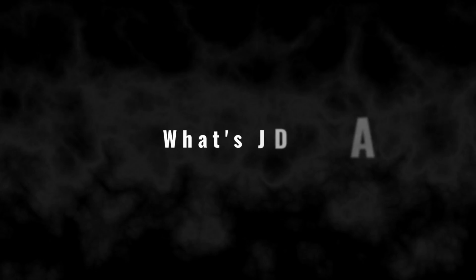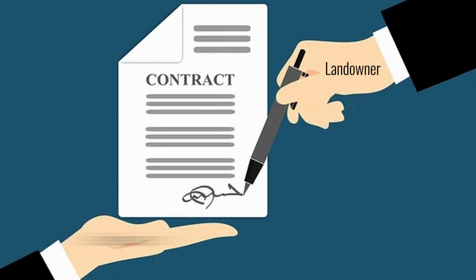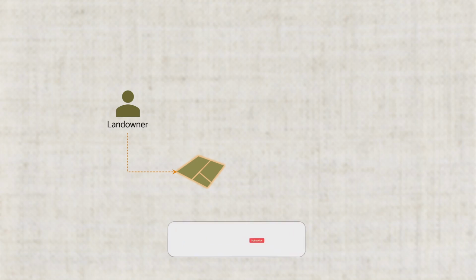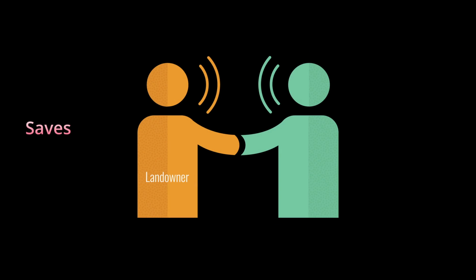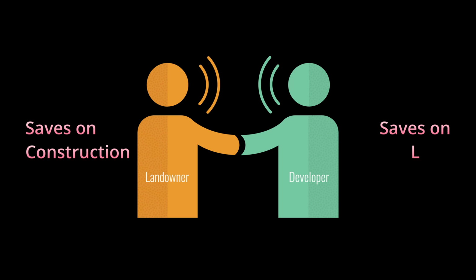As usual, let's start from the basics and understand what a JDA is. A JDA is an agreement between the landowner and the real estate developer or builder. Here, the landowner contributes land and the developer handles construction in exchange for a share in the final developed property. It is a win-win for both, because the landowner is not required to spend for construction. Similarly, the builder is not required to spend for buying the land.